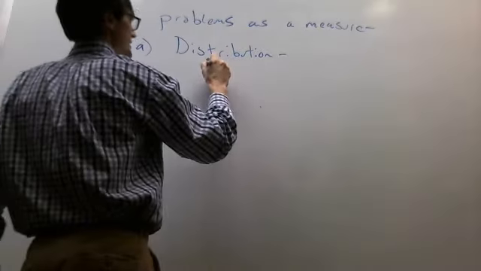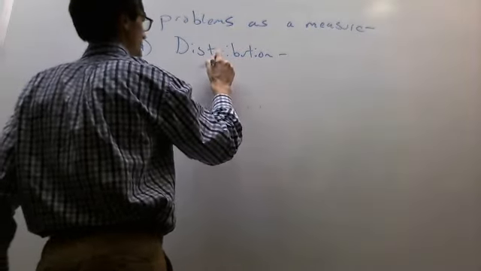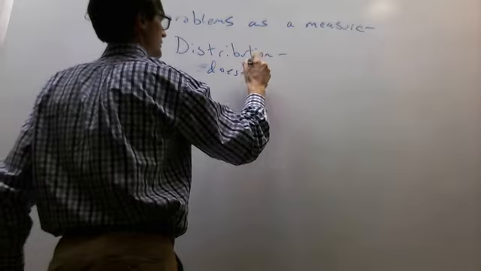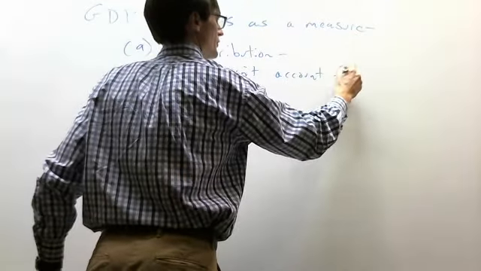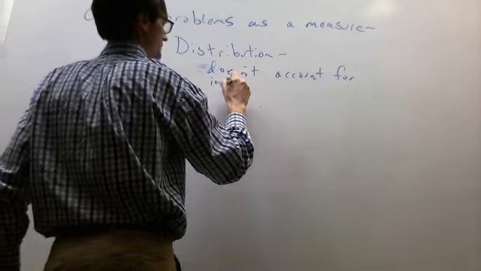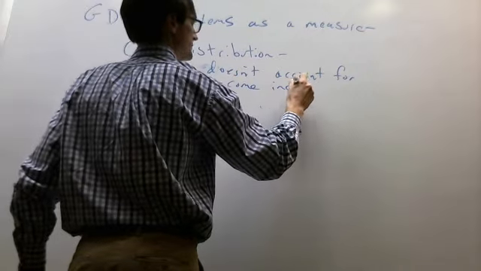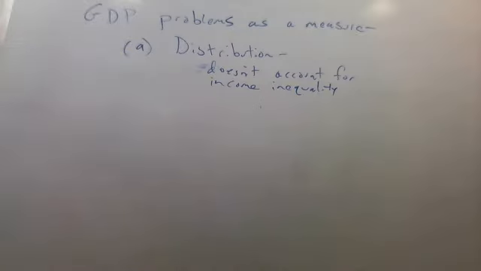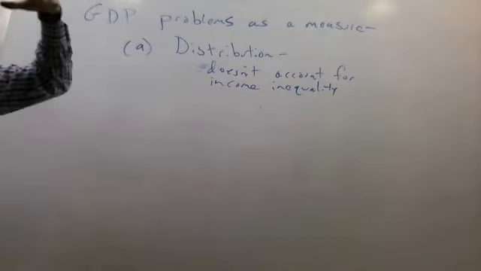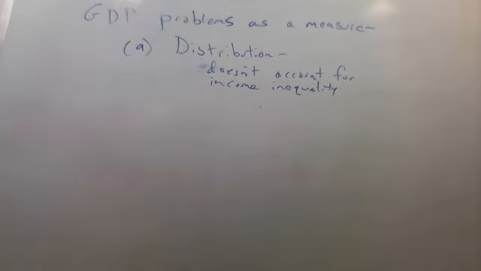Right? It doesn't take into account income inequality. So we just know how much stuff is produced. We don't know who's actually getting the stuff. So if we want to talk about an economy being better off because there's a higher GDP, well, we don't necessarily know who is better off within that economy. That's definitely an issue.